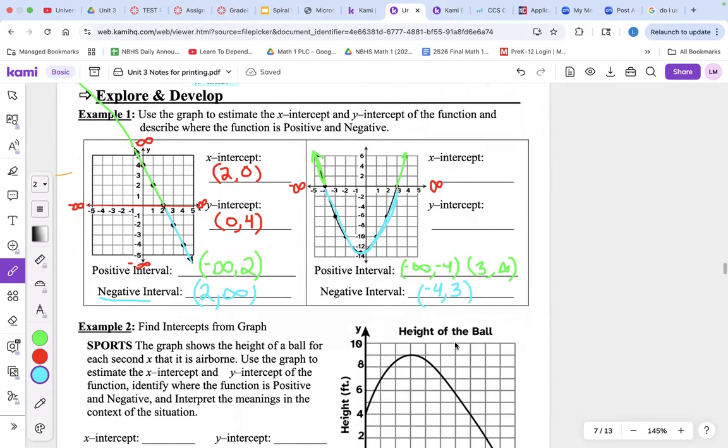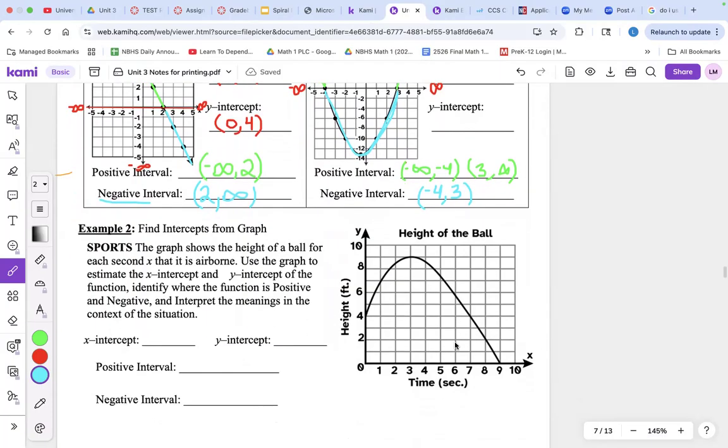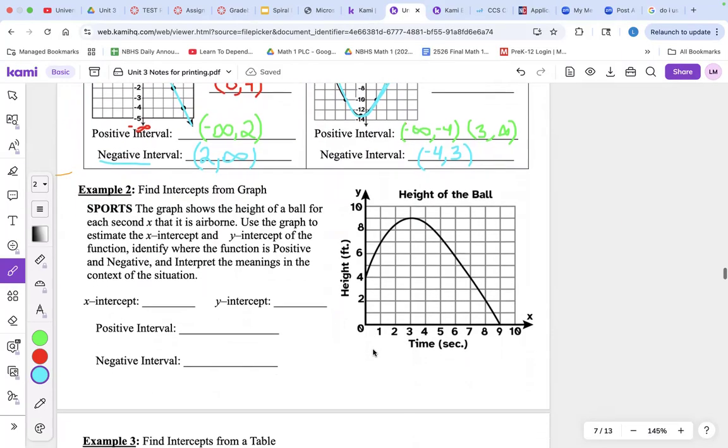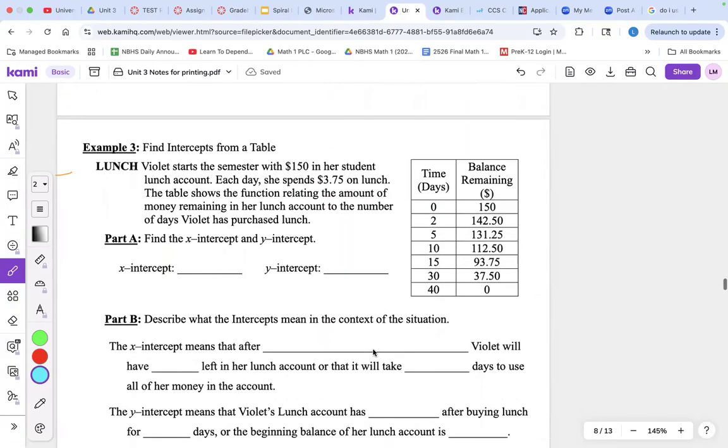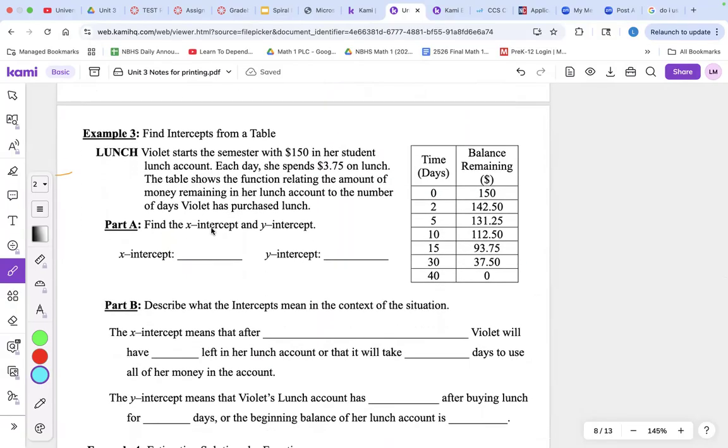Awesome. All right, so this gives you a little taste of do example 2. You should be able to do that by yourself. Example 3 says find intercepts from a table. Find the x-intercept and the y-intercept.